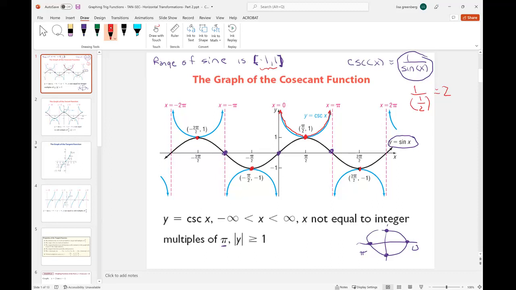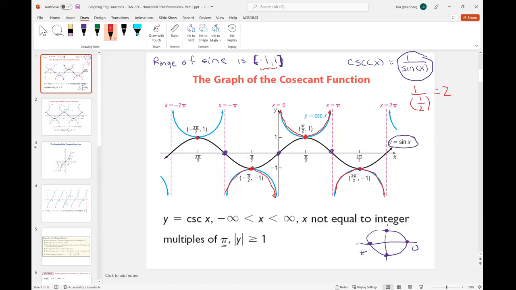Okay, and we can say the same thing in the negative direction. If it was negative 1/2, then it would be -2, and that's why it's going down on the negative side. Does that make sense? Yeah, I think so.